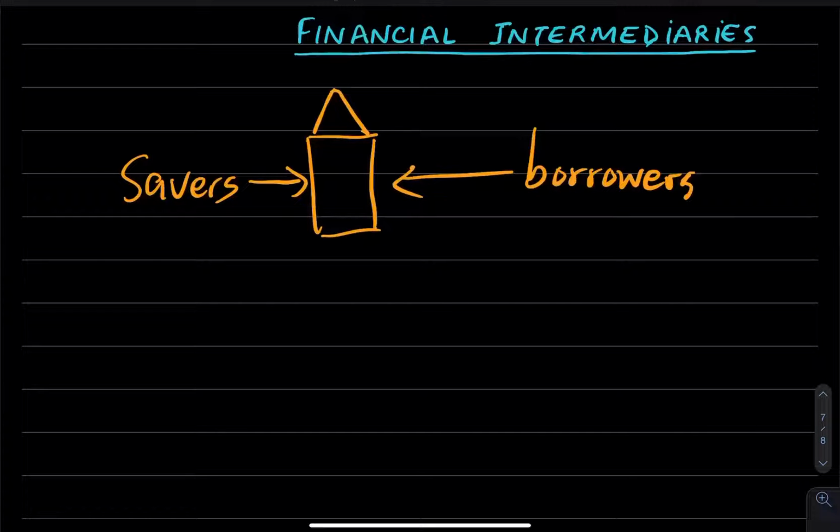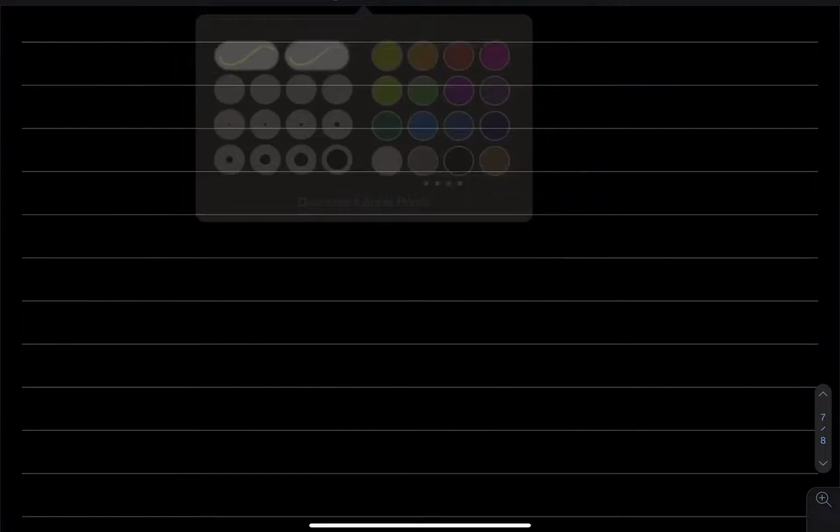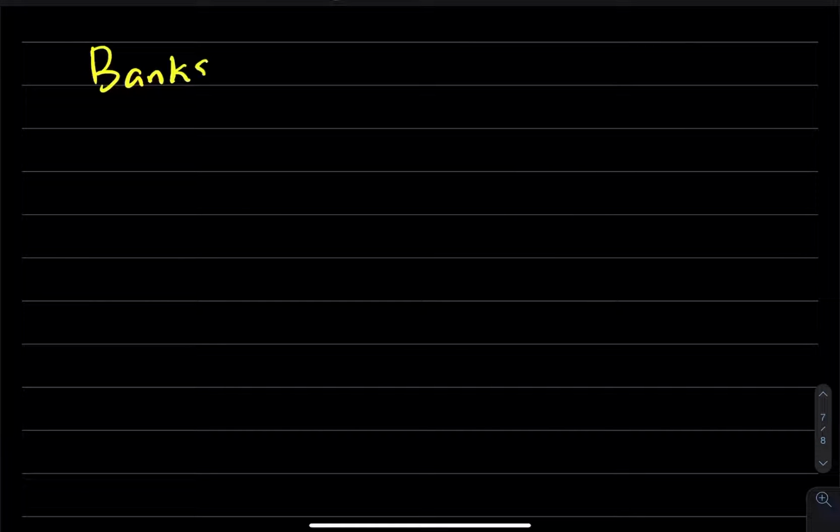Now, the two types of financial intermediaries that we're going to talk about are number one, banks, and two, mutual funds. Let's think about when borrowers and savers have to interact or come into some sort of an agreement, what type of role could banks play. So typically you have many options when you have to borrow funds, but banks might be very useful in a situation like this.